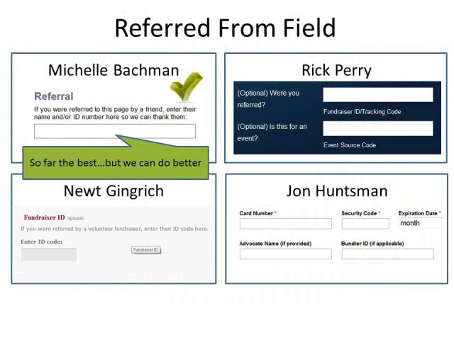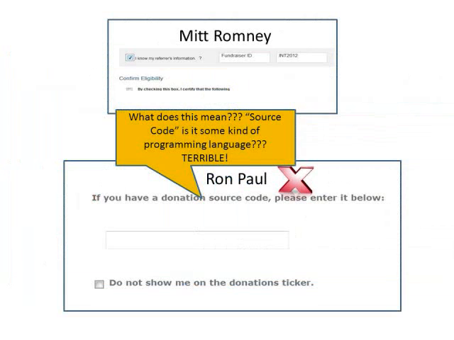One of my biggest concerns was the referred from fields. Michelle Bachmann seemed to do a good job asking for the name or ID of friends who referred them to her campaign. Ron Paul's website stated, "If you have a donation source code, enter it here." I do not know what a donation source code is. It almost sounds like something from a computer language.